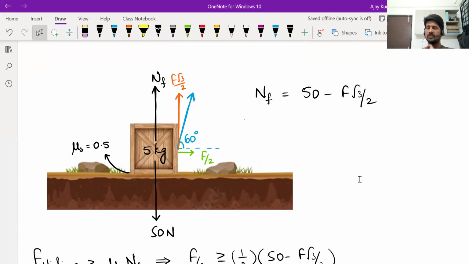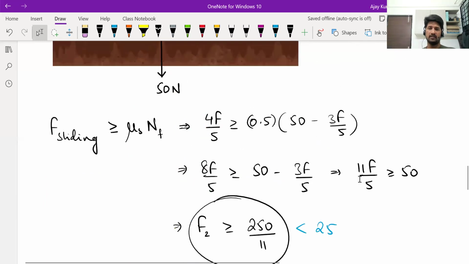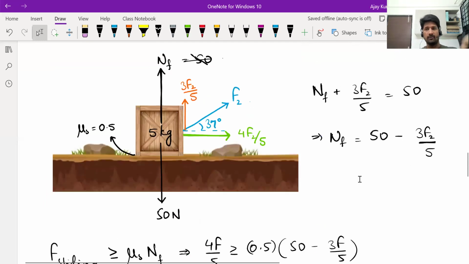Okay, so now comes the actual point. What is the exact angle at which the required effort is the least? 37 also we cannot say. I randomly gave 37 degrees. Maybe if you take 45, you will find that it is even lesser than 250 by 11.